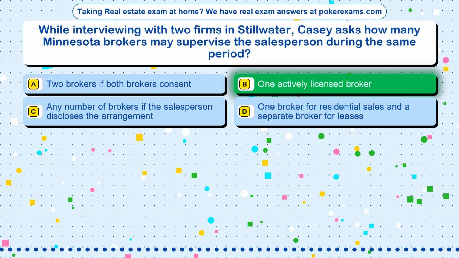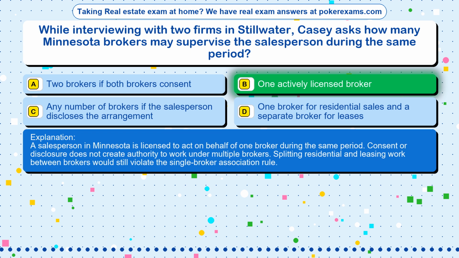The correct answer is option B, one actively licensed broker. A salesperson in Minnesota is licensed to act on behalf of one broker during the same period. Consent or disclosure does not create authority to work under multiple brokers. Splitting residential and leasing work between brokers would still violate the Single Broker Association rule.